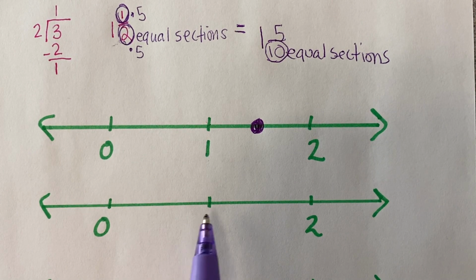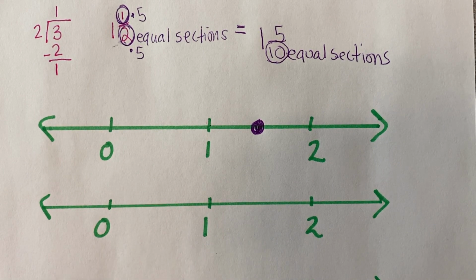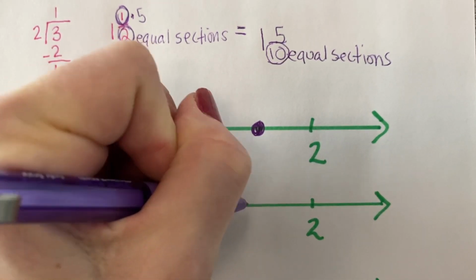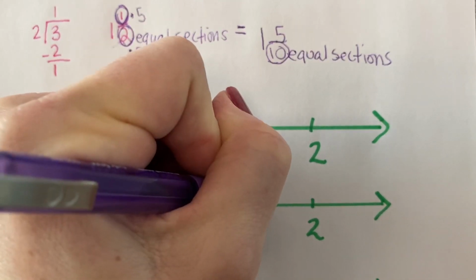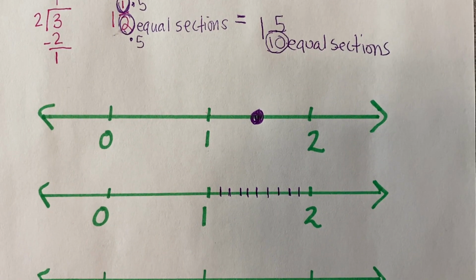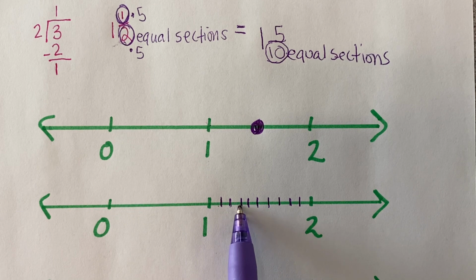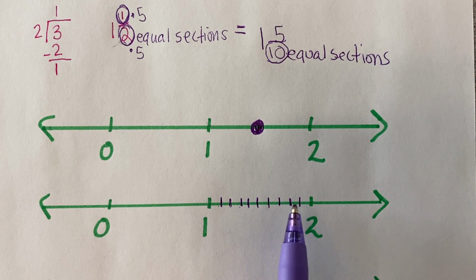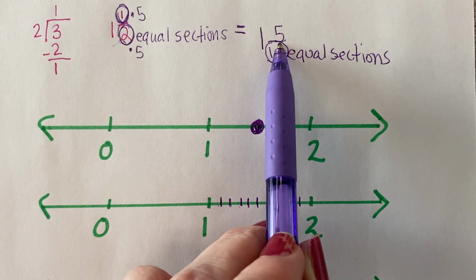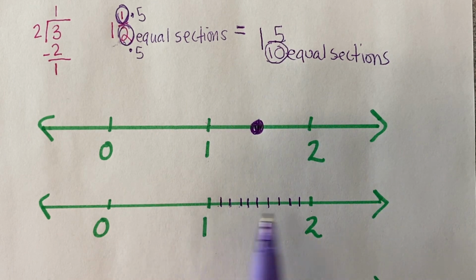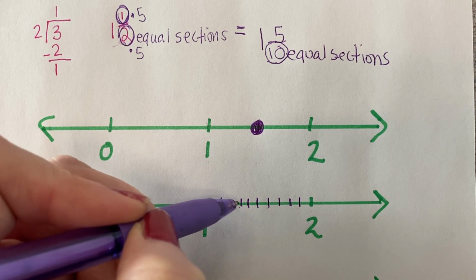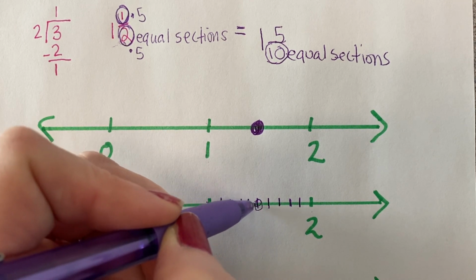Well, we could divide this space into 10 equal sections. And if we split this space into 10 equal sections, it might look something like this. 1, 2, 3, 4, 5, 6, 7, 8, 9, and 10. Now look at the numerator. This is how many spots we go to the right of 1, and it's a 5. So watch this. 1, 2, 3, 4, boom.